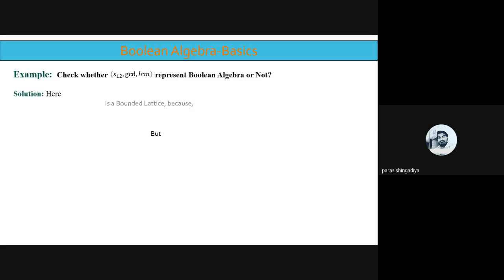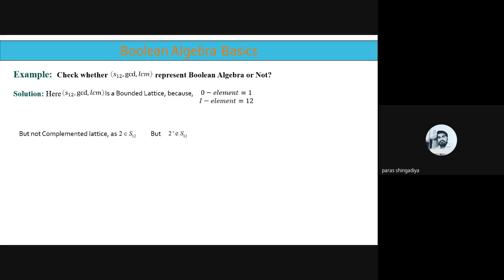So here, first we can check whether it is a lattice or not, and clearly it is a lattice. We can easily prove S12 with GCD and LCM is a lattice. It is the same as the previous one. The lattice proof that we did in the first example, the same data will come here. In place of S30, use S12. Remaining all the arguments will be the same. And now let us check whether it is complemented or not, and based on that, we can directly say that it is not a Boolean algebra.